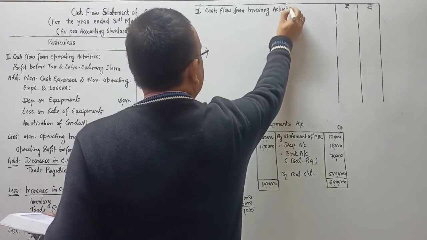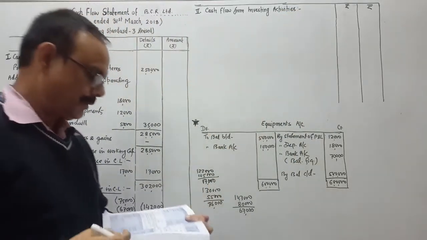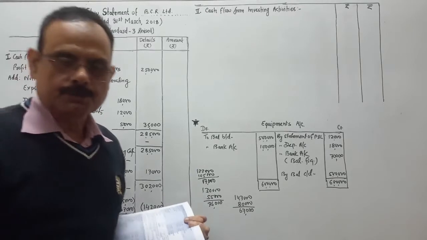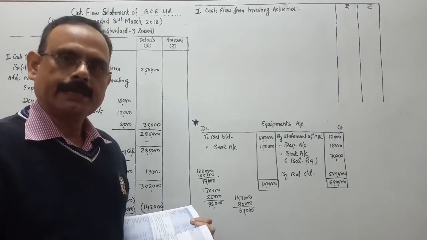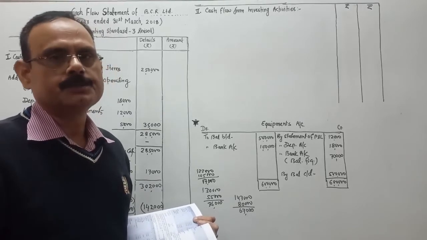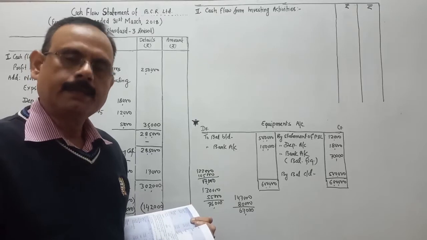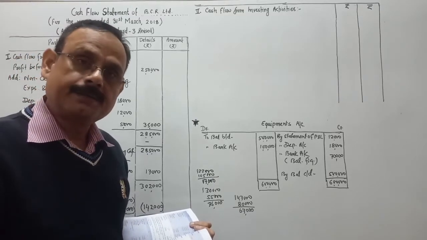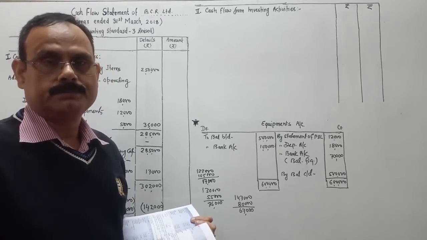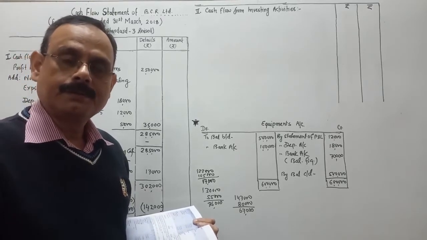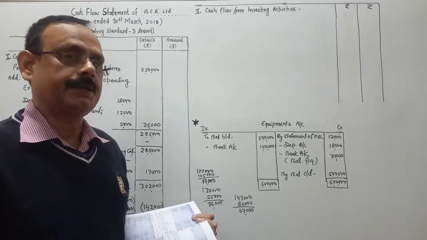Cash flow from investing activities. Okay, so we'll see the investing activities. Do you know what things come under the investing activities? Acquisition and disposal of long-term assets and investments, and dividend received, rent received, interest received. This comes under the investing activities.